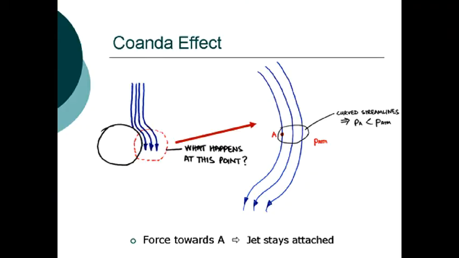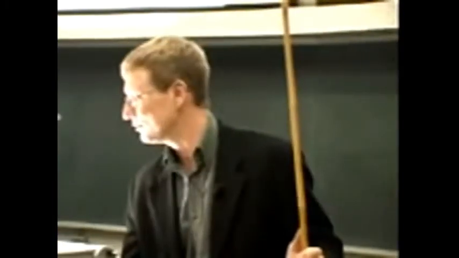This thing has got a name. It's called the Coanda Effect. And it gives you the reason why fluids tend to follow curved surfaces. And you've seen it here. I've showed you this because it's another illustration of the effect of curved streamlines and the pressure difference across them.